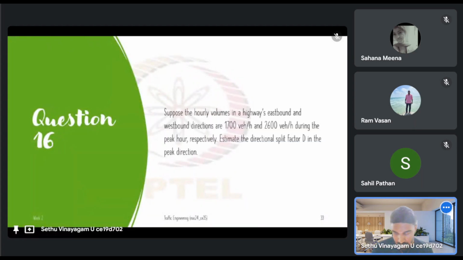Okay, so next is a numerical. We are given hourly volumes in a highway's eastbound and westbound direction as 1700 vehicles per hour and 2600 vehicles per hour during the peak hour. Estimate the directional split factor D in the peak direction. So this is for the same road but in two directions, right? East direction and west direction. So we have two different flows measured during the peak hour. We have to find the directional split factor. It may take a couple of minutes.